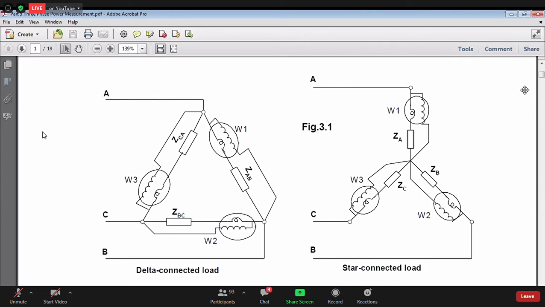If I say that this entire thing is a black box and only three terminals are available from outside, then tell me, how do you connect the neutral? Because it's not available. It is inside the motor. So how do you connect the potential coil? The answer is, look at the left hand side diagram, the delta. Now in delta connection, the potential coil is very easy to connect because that will be connected between two lines. So it's easy.